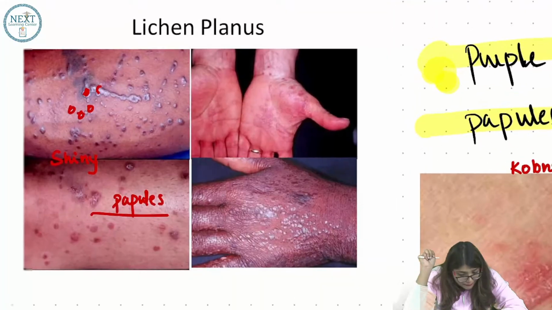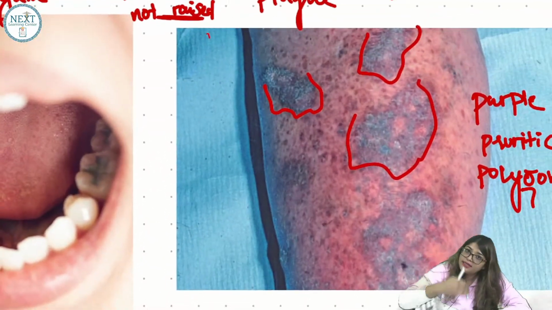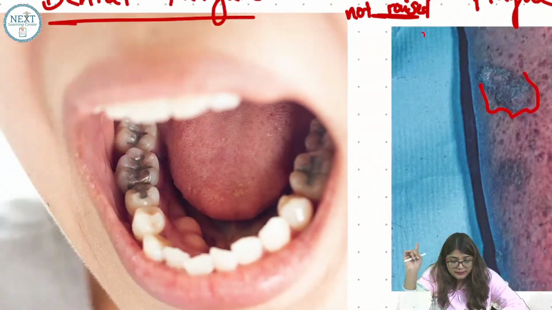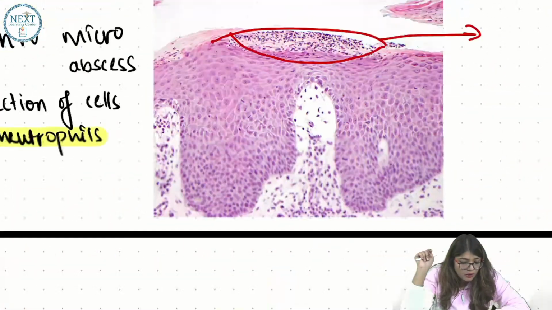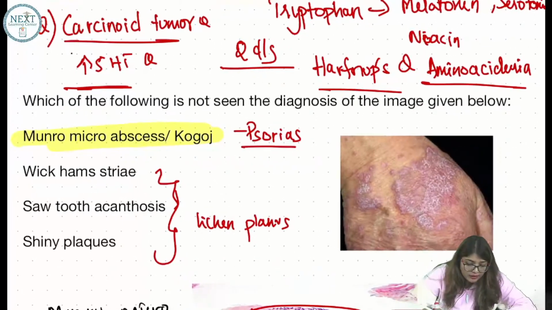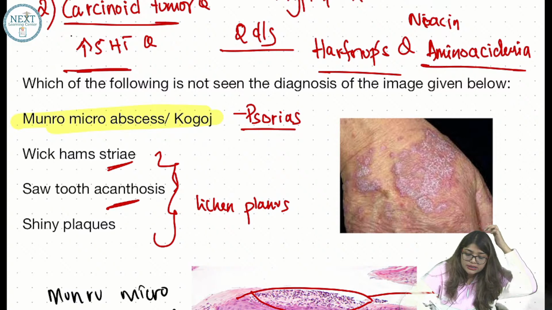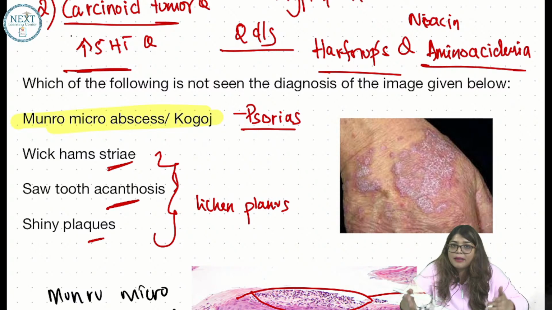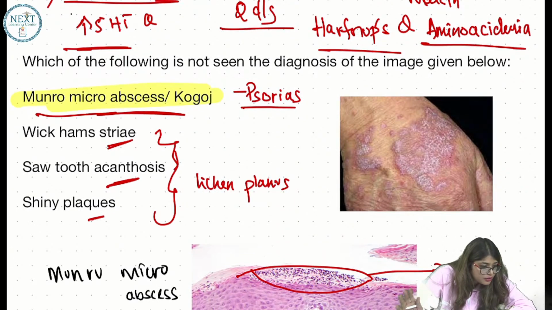And these are papules, less than 1 centimeter, raised lesions, right? Plaques, again raised lesions, but now more than 1 centimeter. And patch is not raised, all right? Now look at this question again. You saw Wickham's striae, you saw sawtooth acanthosis, and you saw the shiny plaques and papules, right? And we saw the image of Munro's microabscess too.